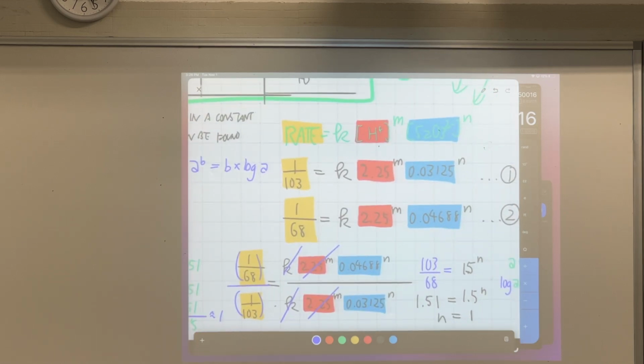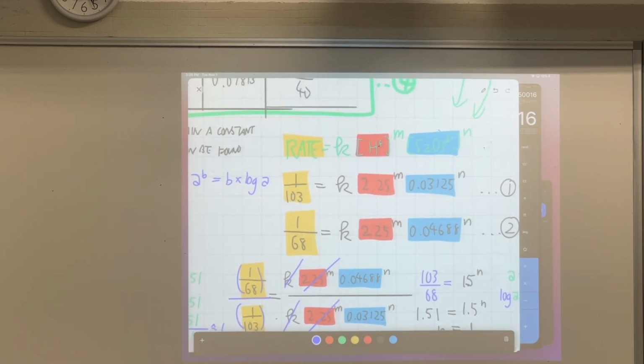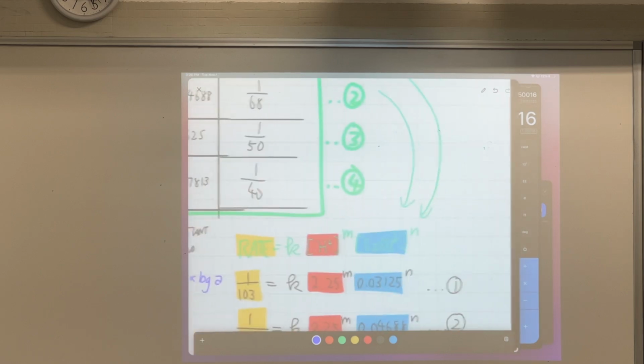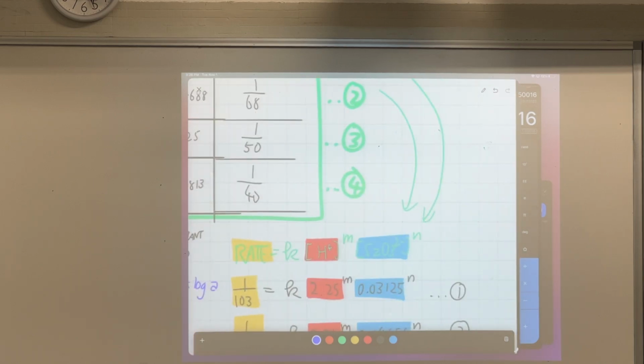Because you know then that you just substitute it and you will find. Yeah, so you can substitute. You can then just put back n to be 1. Okay, you will have this equation rewritten as what? This will be rewritten as rate equals k [H+] to the power of m and [S2O3 2-] to the power of 1, right?